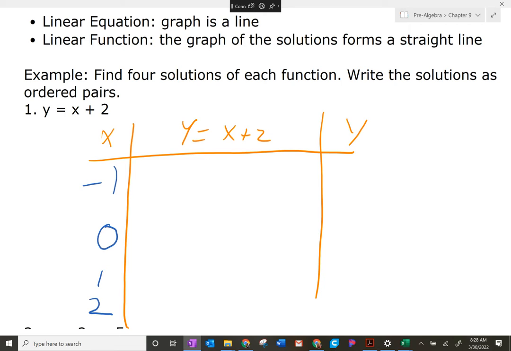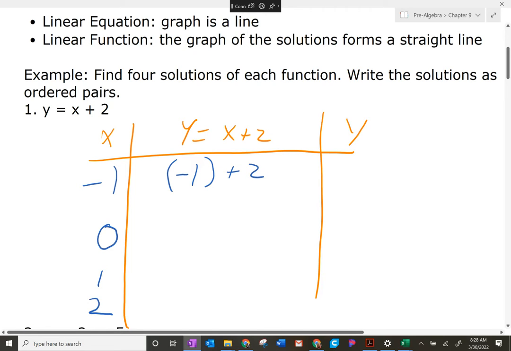Okay, so I'm going to do this very first one. So I've got y equals x plus 2. So instead of putting y equals every time, I'm going to substitute in this brand new number. So I've got -1 plus 2. What's -1 plus 2? A +1. Fantastic. For my next one, I'm going to substitute in a new number. I've got 0 plus 2. What's 0 plus 2? 2. Next one, I'm going to substitute in 1. I've got 1 plus 2.